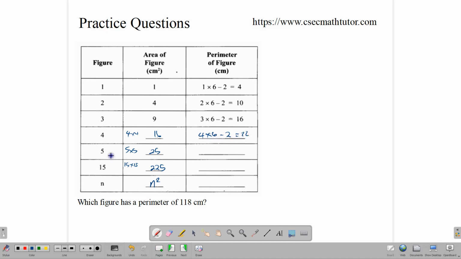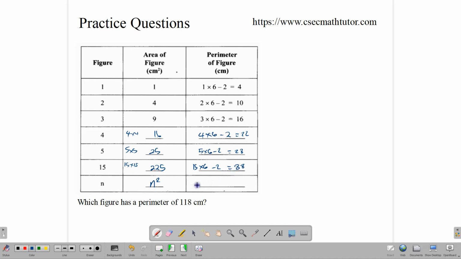All right. Here there's a 5. So we'd expect to have 5 times 6 minus 2. 5 sixes are 30. 30 take away 2 gives us 28. Now this is a 15. So we know that we should have 15 times 6 minus 2. 15 times 6 here is 90. 90 take away 2 is 88.